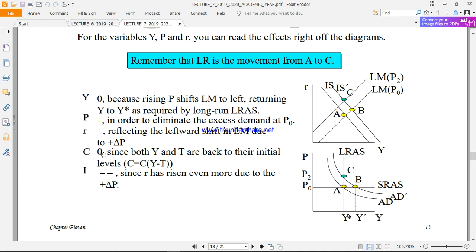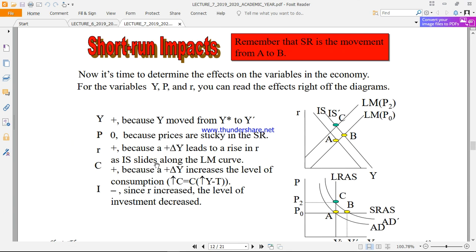And consumption is going to be zero, because you're going back to where you belong. So consumption is going to be zero, since both output and taxes are back to their initial levels. And then investment is going to reduce and reduce. Because the first reduction was when there was an increase there, which led to an increase in the rate of interest. And now, because of this adjustment process, the rate of interest has gone even higher, making investment reduce more and more. Okay? So this is the long run analysis, and then this is the short run analysis.